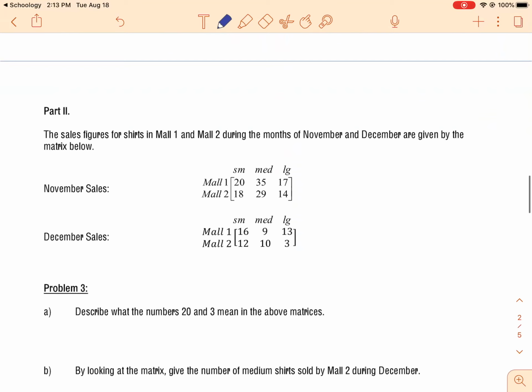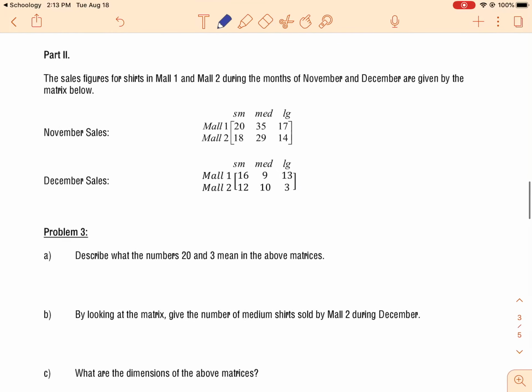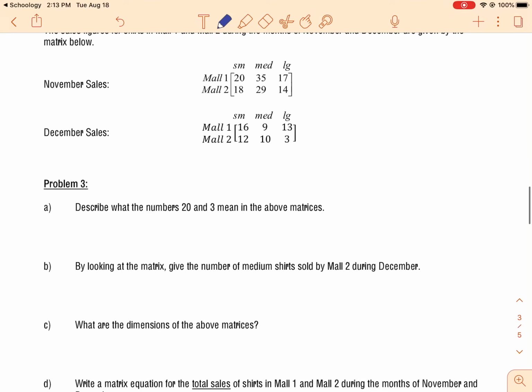Let's go ahead and take a look at part 2. Part 2 has the same numbers, same problem that we've been dealing with, but now let's actually take a look at some of the values in them and see if we can pick apart what they mean. So problem number 3. Describe what the 20 and the 3 mean in the above matrices.